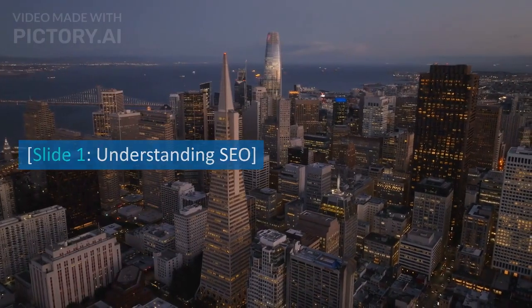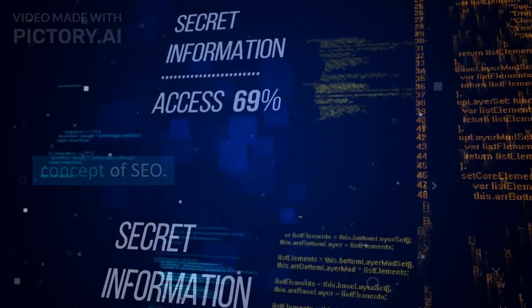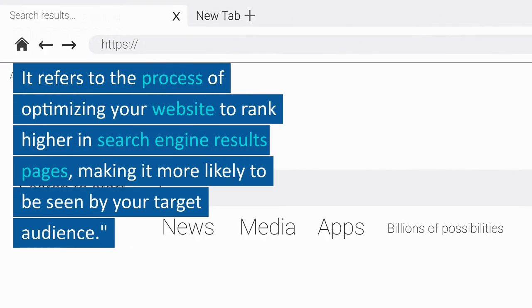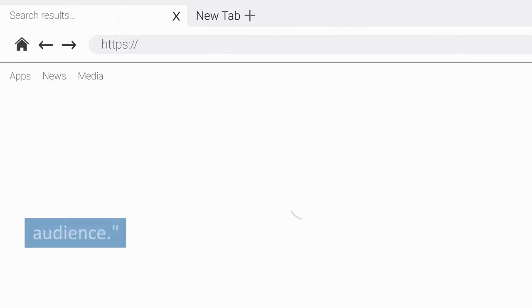Slide 1. Understanding SEO. Firstly, let's understand the concept of SEO. It refers to the process of optimizing your website to rank higher in search engine results pages, making it more likely to be seen by your target audience.